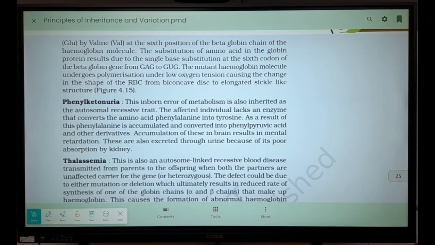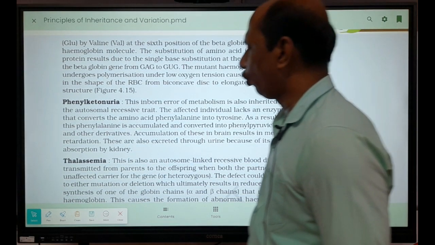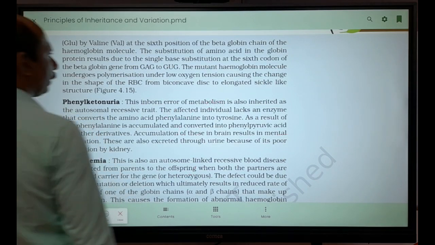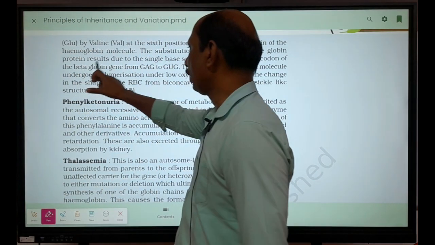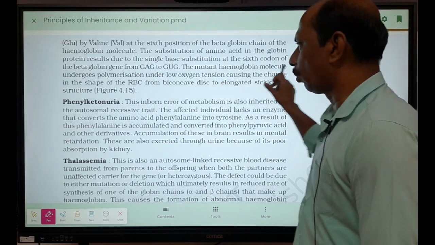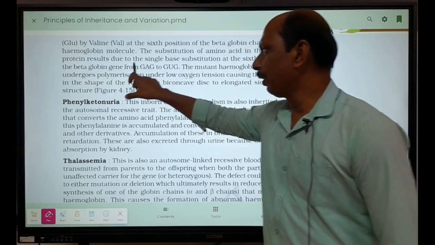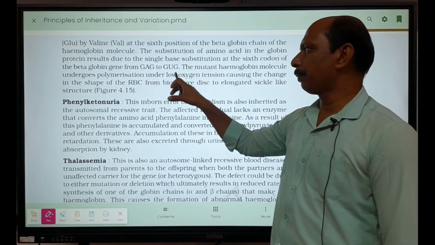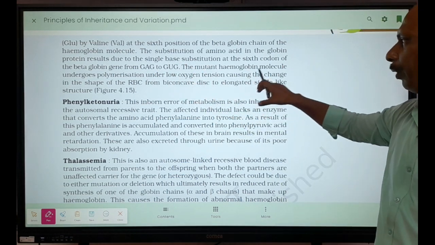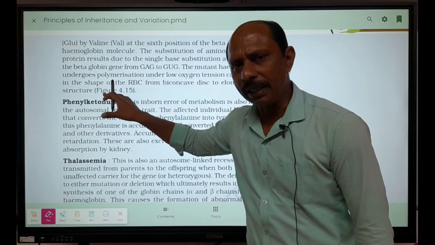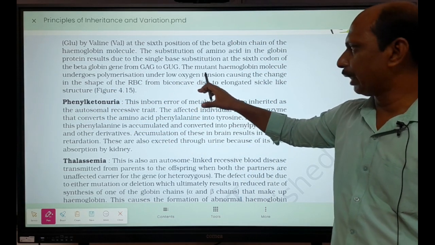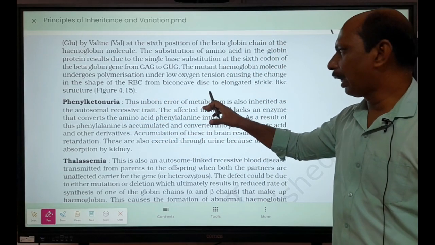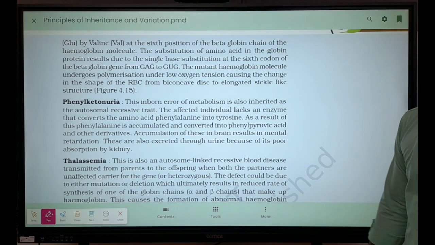Glutamic acid is replaced by valine at the 6th position of the beta globin chain of the hemoglobin molecule. Right? The substitution of amino acid in the globin protein results due to the single base substitution at the 6th codon of the beta globin chain from GAG to GUG. That I already told you. Adenylic acid is replaced by uridylic acid. The mutant hemoglobin molecule undergoes polymerization under low oxygen tension, causing the change in the shape of RBC from biconcave disc to elongated sickle cell-like structure.